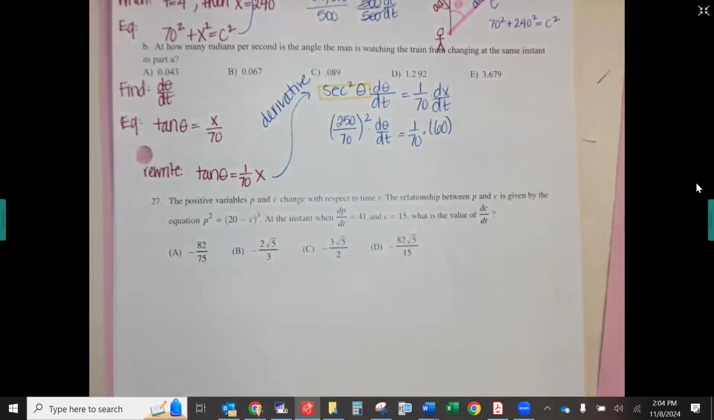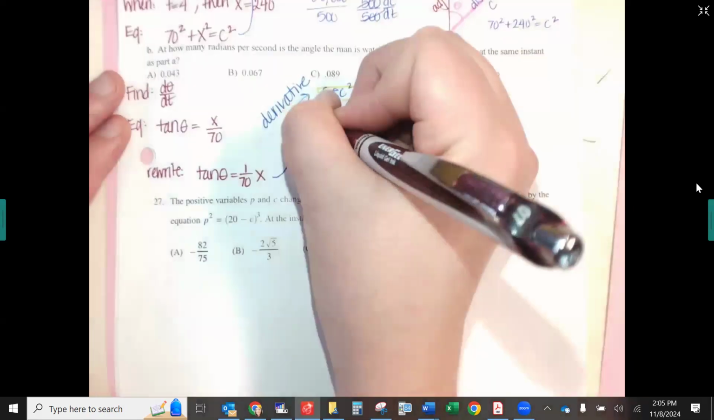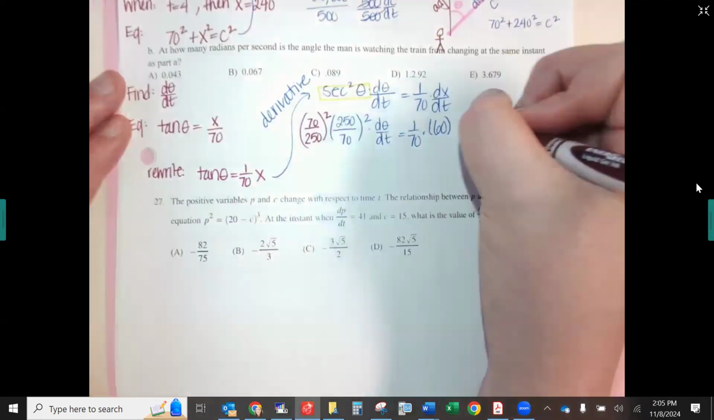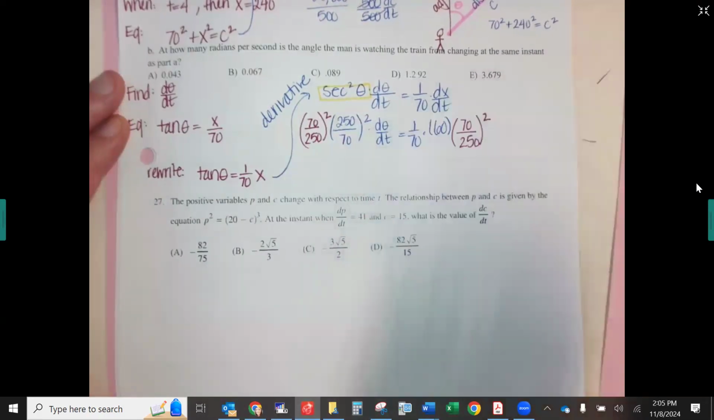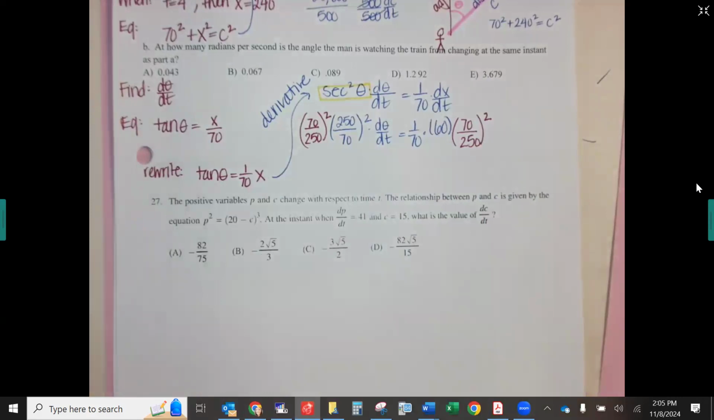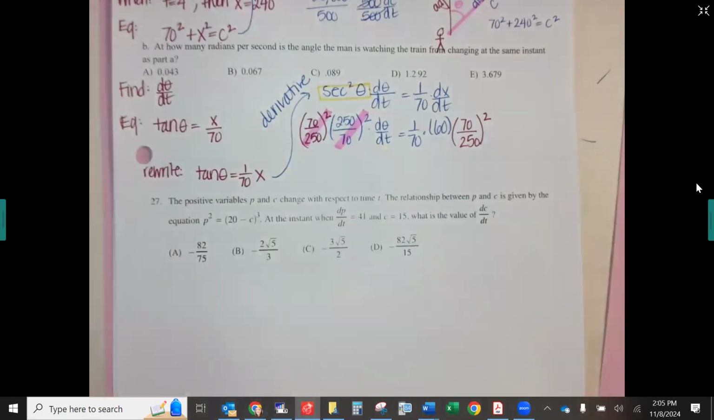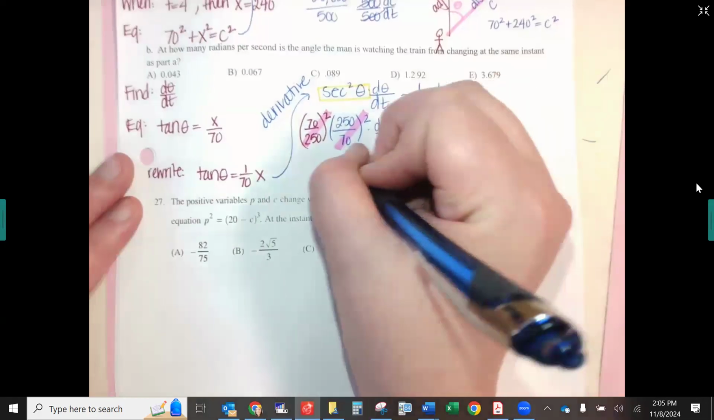Okay, from here, you want to get rid of the fraction that's multiplied in front of your d theta dt. How do we do that? We talked about it last time. Multiply by the reciprocal. So I'm going to times by 70 over 250 squared on both sides. That's going to cross out all the stuff in front of the d theta dt so that you'll have your answer. Make sure you use the pretty fraction in the calculator to pick an answer.